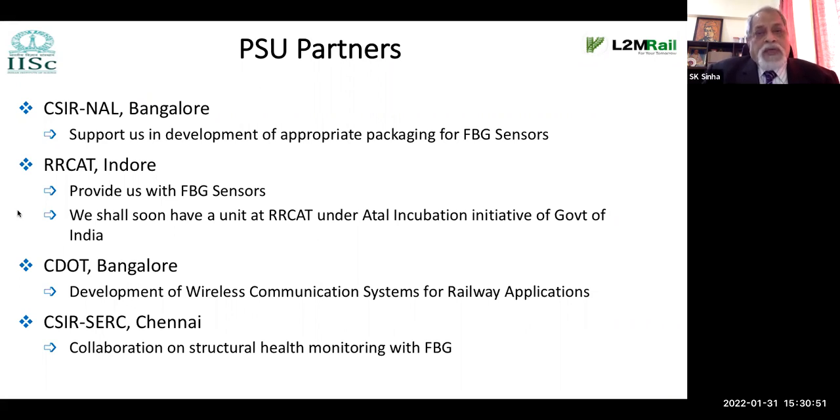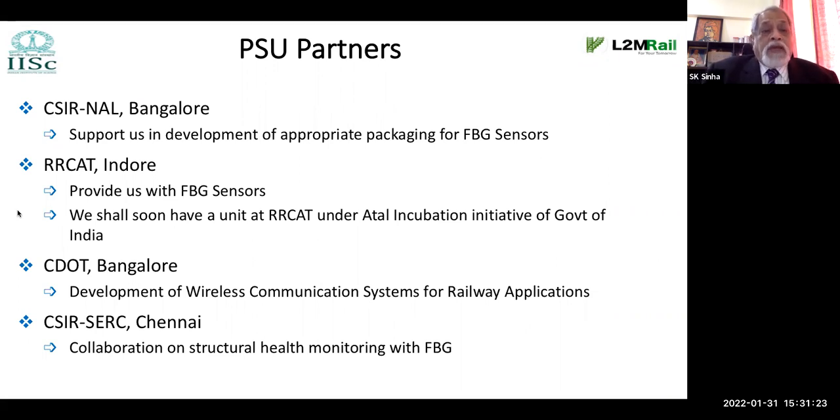And they also work very hard. I am now happy to tell you that their equipment is working beautifully with us in the railway domain. We are the first and the only people in the country who have deployed a C-DOT wireless system successfully for railway application. Everything else that you see in the metros or in the Indian Railways is 100% imported, except what we have done. Then there is another lab in Chennai, that is the Structural Engineering Research Center.